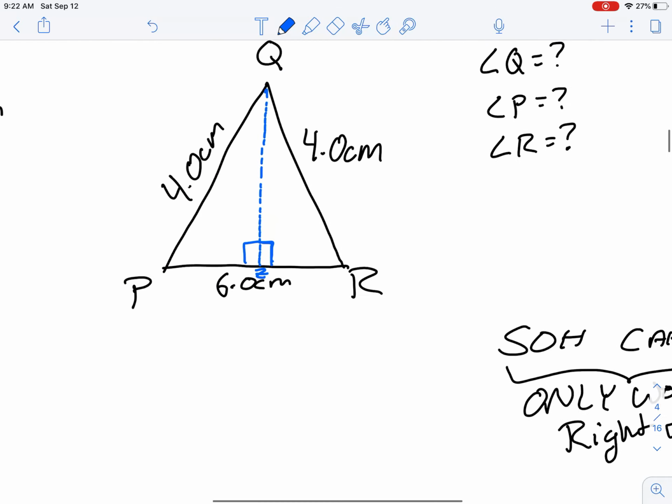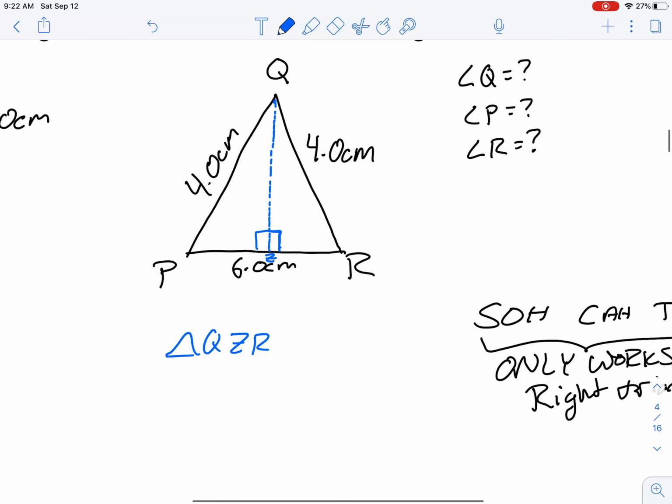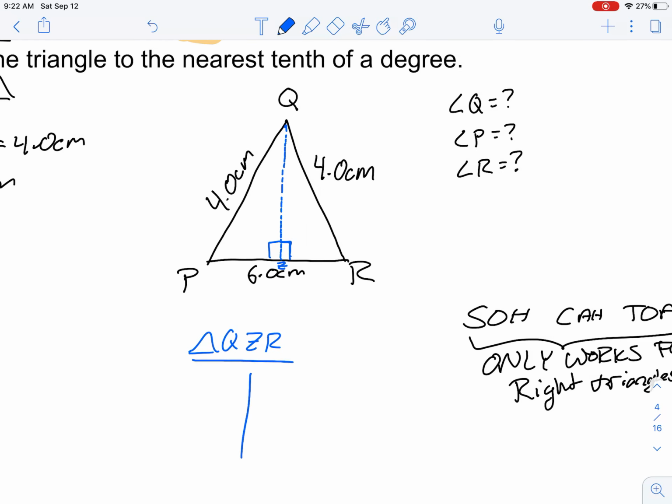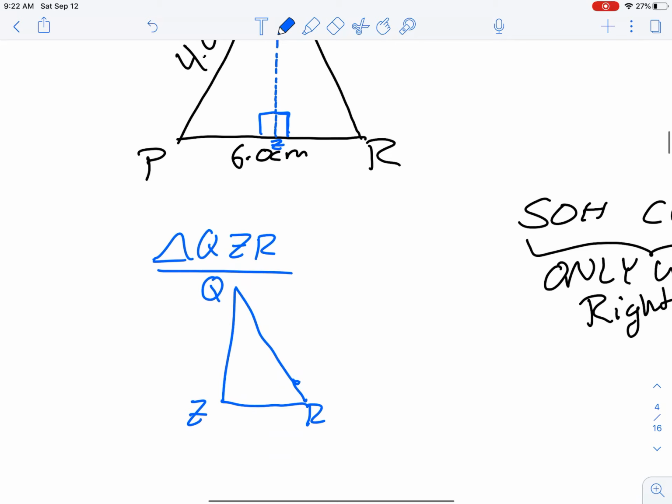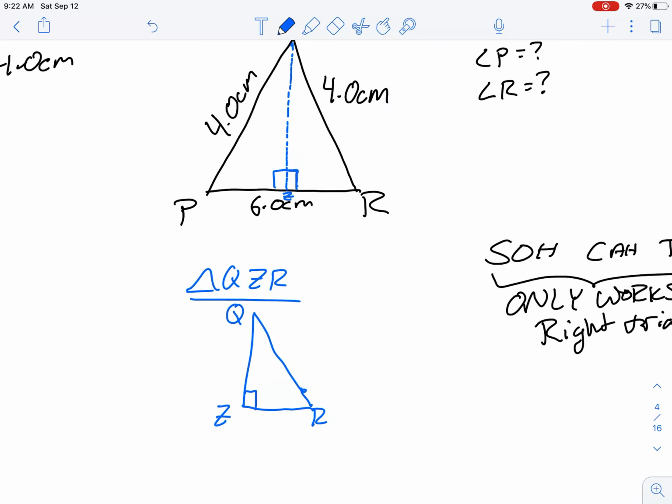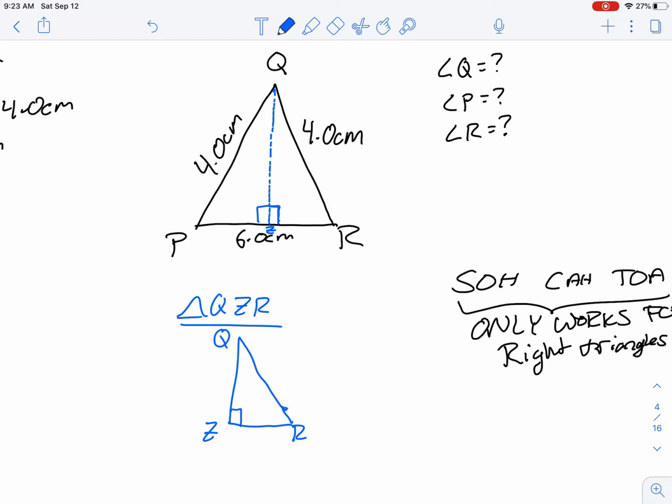So I'm gonna draw one of these triangles out. I'm gonna kind of take it out. So I'm gonna draw a triangle QZR, okay? So in this case, if we draw this triangle QZR, now I have a right triangle to deal with, okay, which is super nice. I have a few of these side lengths. I have Q to R. I have 4 centimeters here.